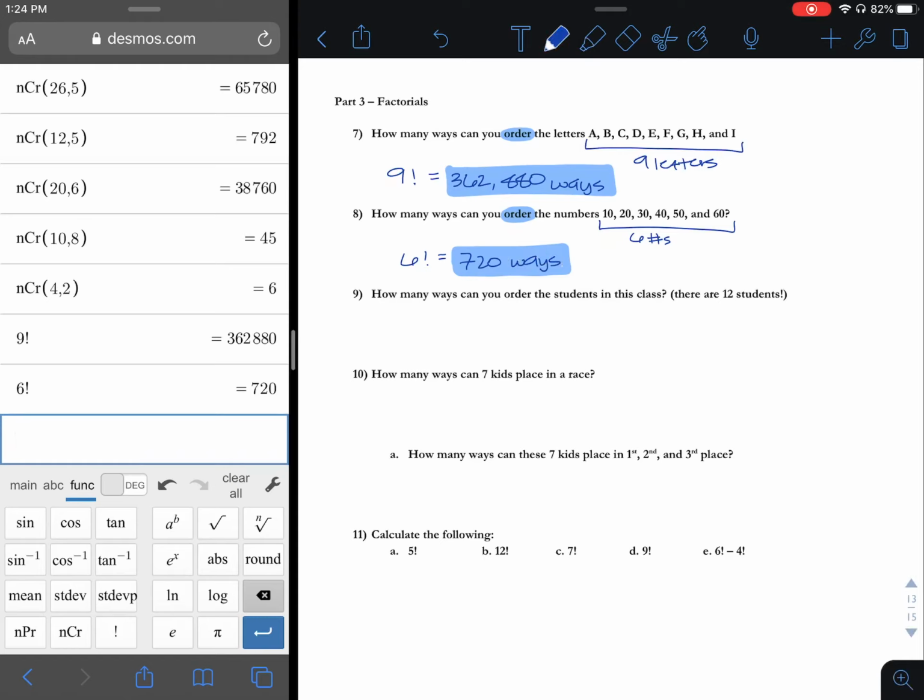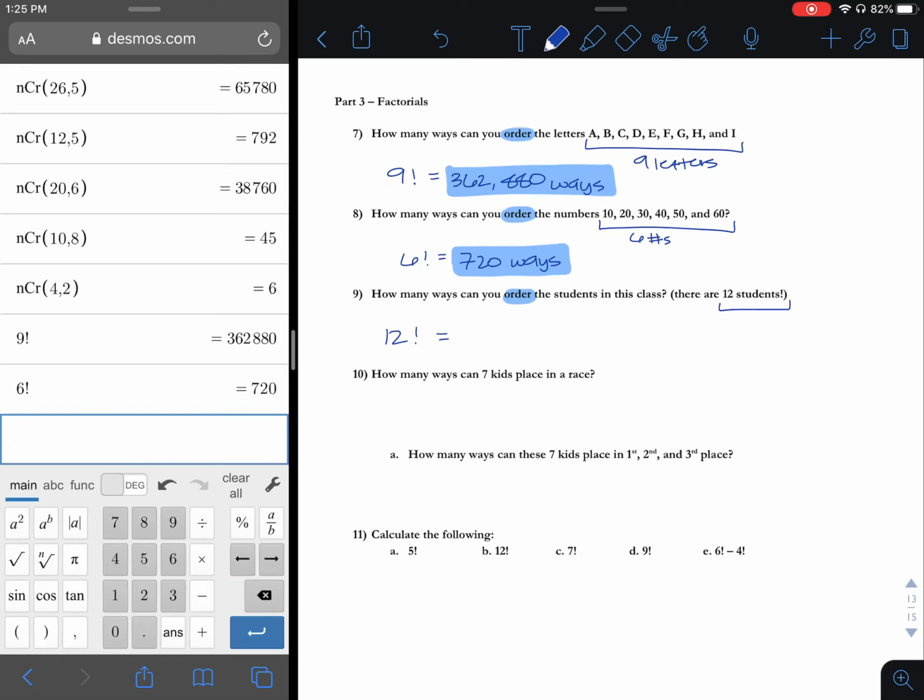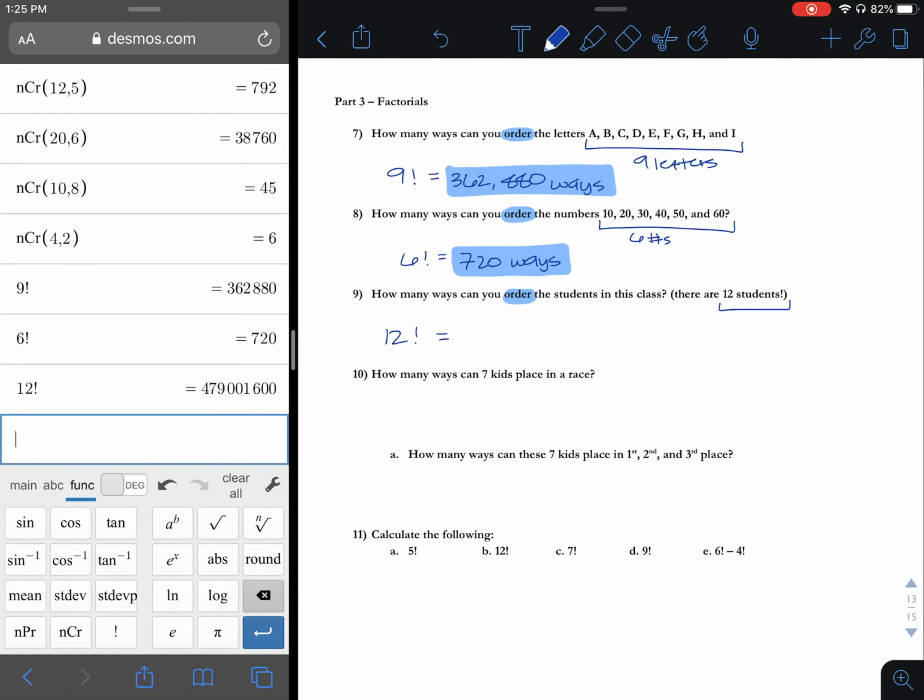Okay, let's move on to number 9. How many ways can you order, there's my keyword, the students in this class? This class size is 12. So 12 factorial is 479,001,600. So I have 479,001,600 ways to order. And yes, that does seem like a lot, and it completely is a lot. But that's okay. The higher numbers we go, the more ways we will have.